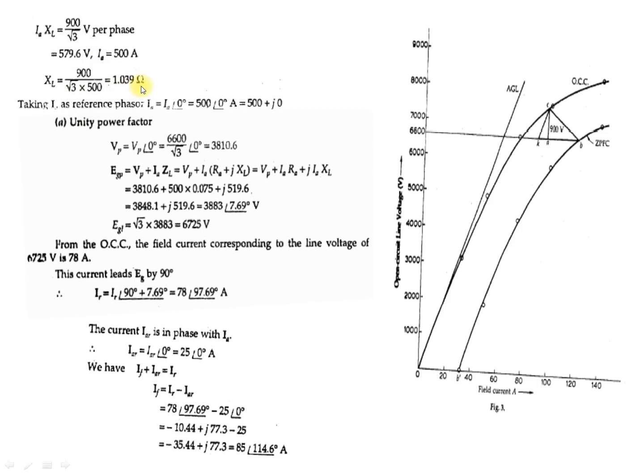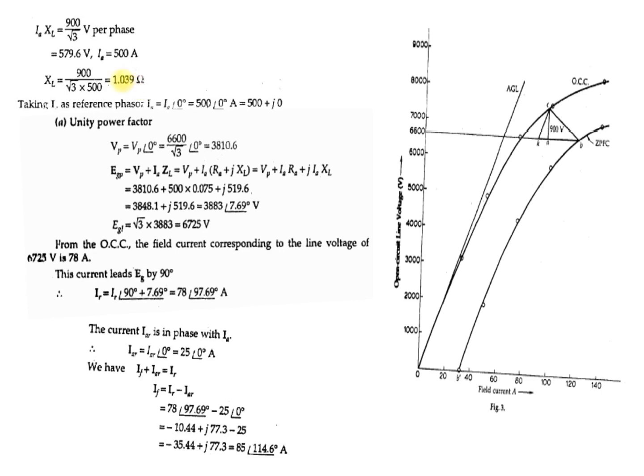First, we need to find out the voltage regulation for the unity power factor. Since it is unity power factor, the phasor difference between the voltage and the current out of the alternator will be in phase. So we take the reference vector at 0 degrees. We will have this IA as 500 amps at 0 degrees, which can also be converted into rectangular form, like 500 plus j0.